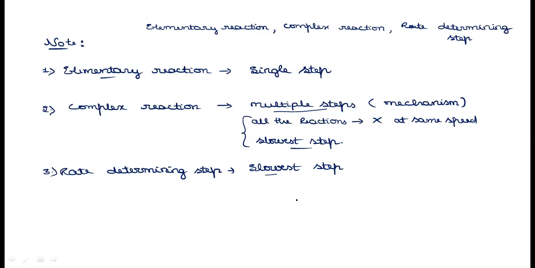Hence the rate determining step is the slowest step in a given chemical reaction if it takes place in many steps. If it is a single step, no problem; directly we can write the rate equation. Whereas in a complex reaction, the slowest step is what? We can also refer to it as the experimentally determined rate step. The slowest step is considered the experimentally determined rate step.